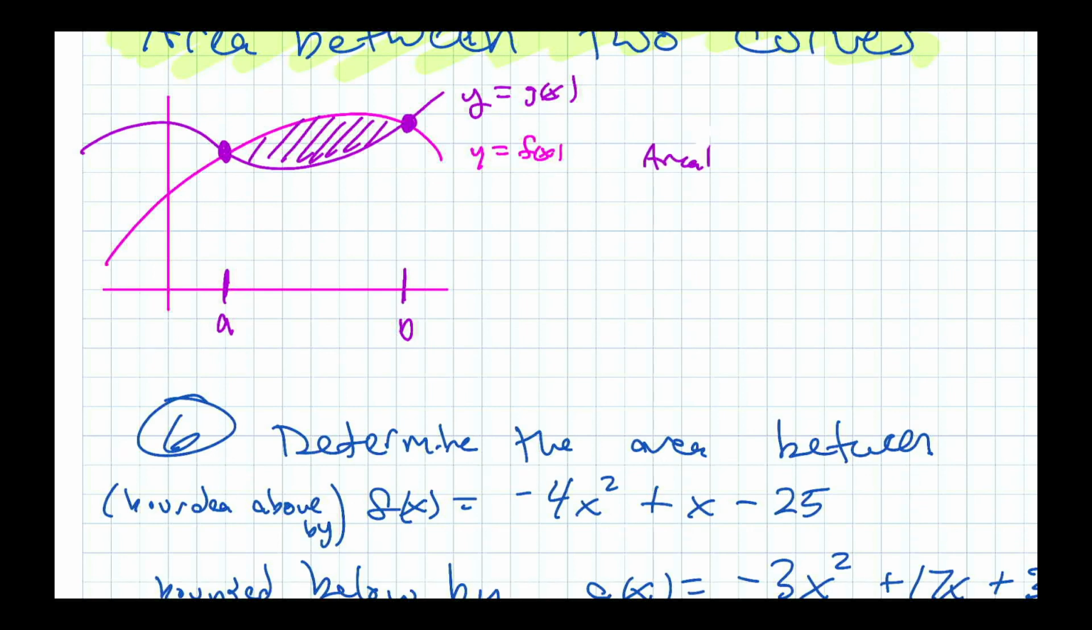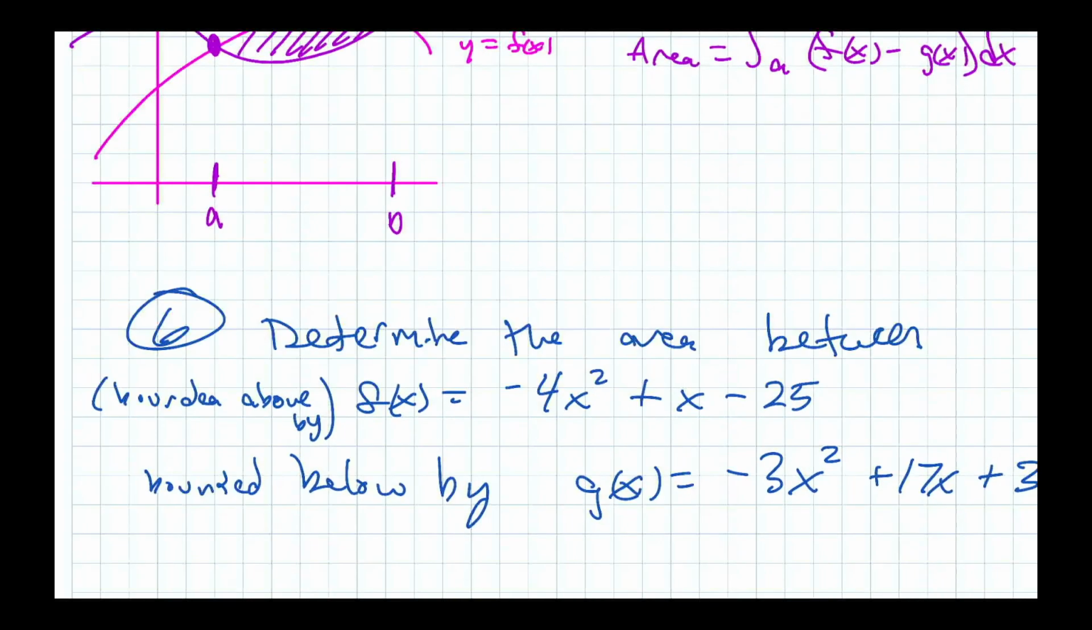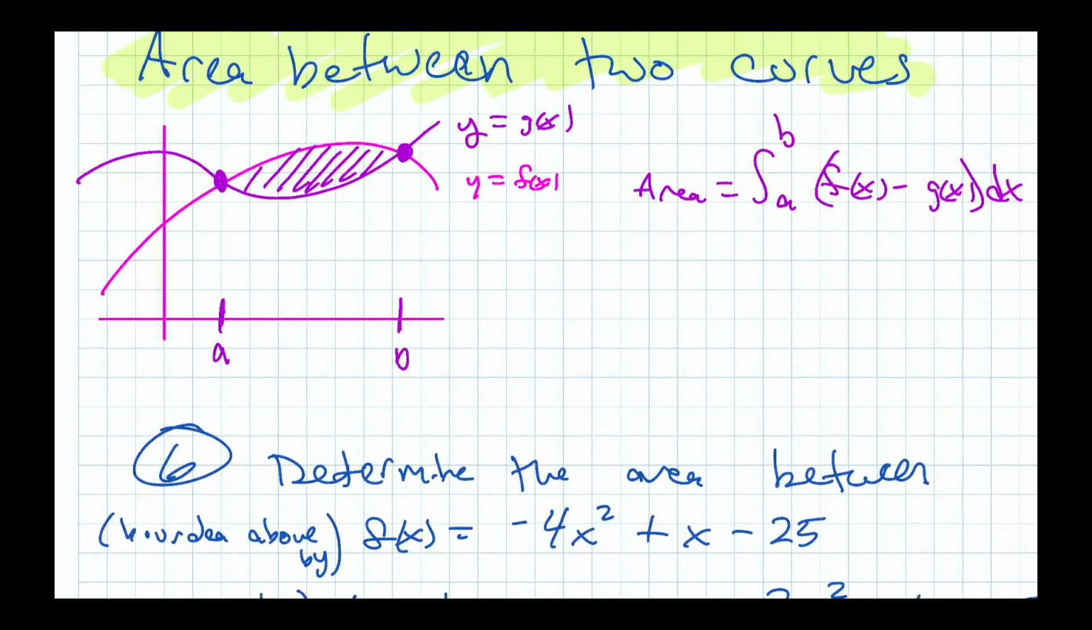is simply going to be the integral from a to b, and then you need your top curve minus your bottom curve, dx. Okay, so we already know a lot. We know the f and the g because they're given to us. So that part's easy. So what we need is we actually have to figure out where these two things intersect.